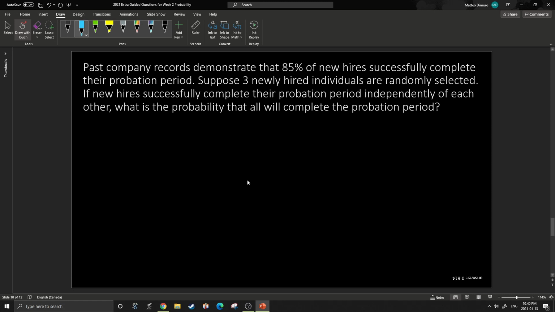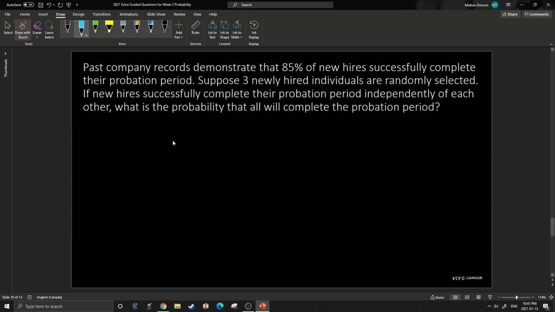So this one here, past company records indicate that 85% of new hires successfully complete their probation period. Suppose 3 newly hired individuals are randomly selected. Okay, the plot thickens. If new hires successfully complete their probation period independently of each other, what's the probability that all will complete the probation period? Huh. Well, this one's actually fairly straightforward. Like, could be hard when you're new, but this is a fairly straightforward question as far as probabilities go.